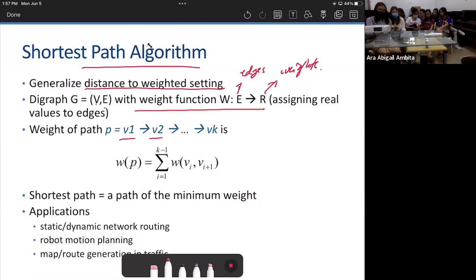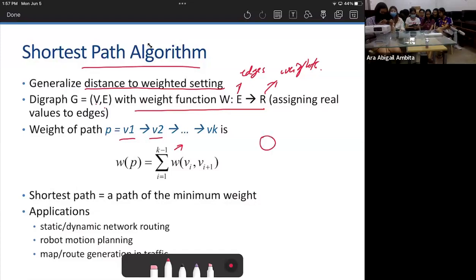Until vk, and this will be the weight of the path. Basically, for all the edges, all the weights on the path that you will pass through, you just add them. So you have for all i to k minus 1, meaning all of the vertices in the path. So we take the sum of the weight of v sub i to v sub i plus 1.